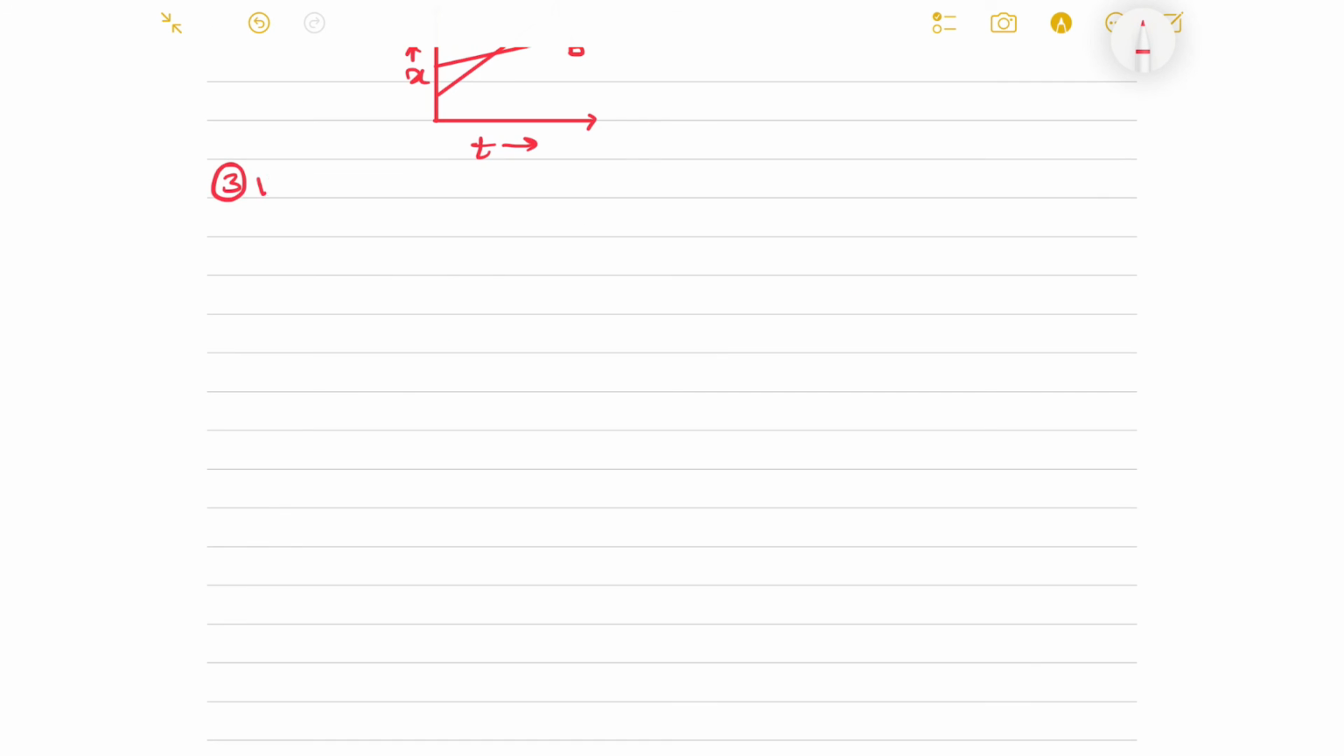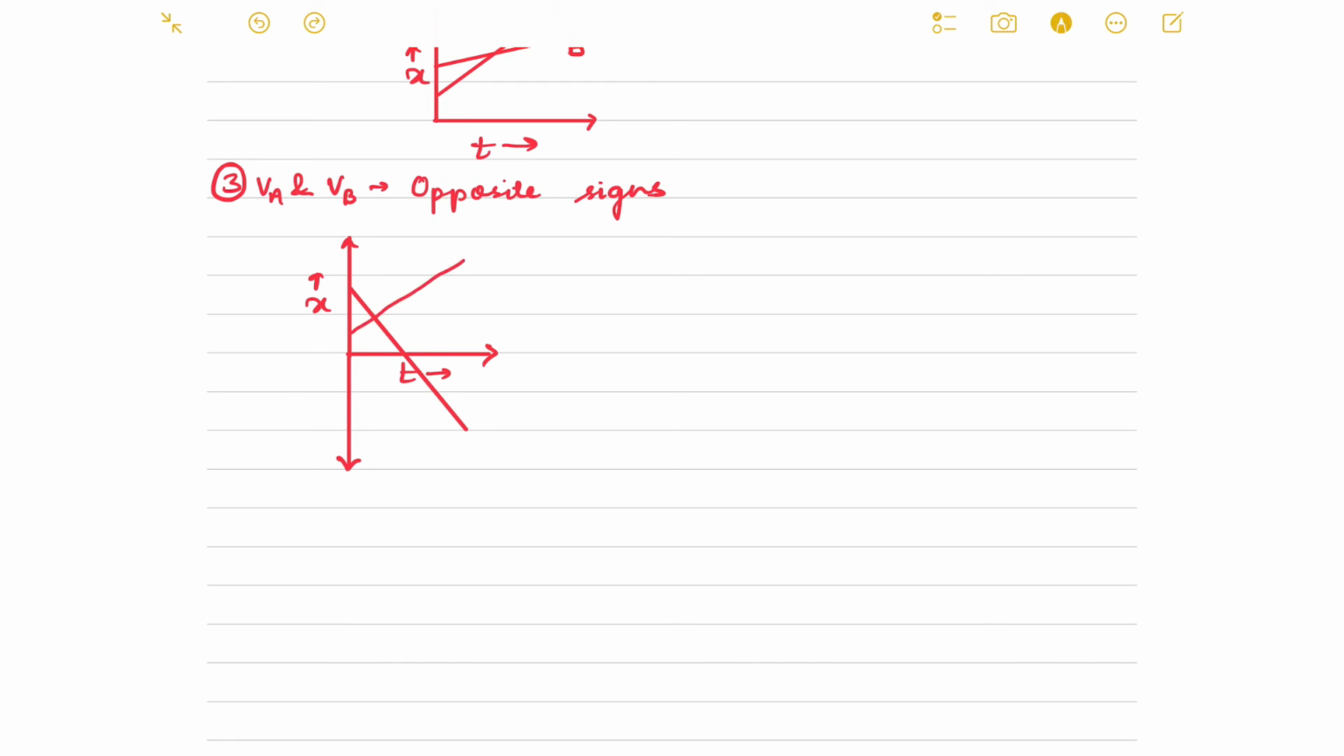The third special case is Va and Vb have opposite signs, that is, one is positive and the other is negative. So the graph is given by this: this is x, this is t. Since one of the bodies has negative velocity, we can extend it down further. This will be the graph for one body, and this will be the graph for the other body.